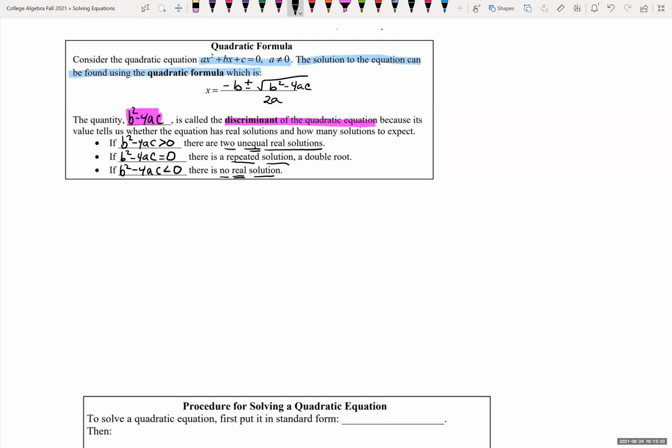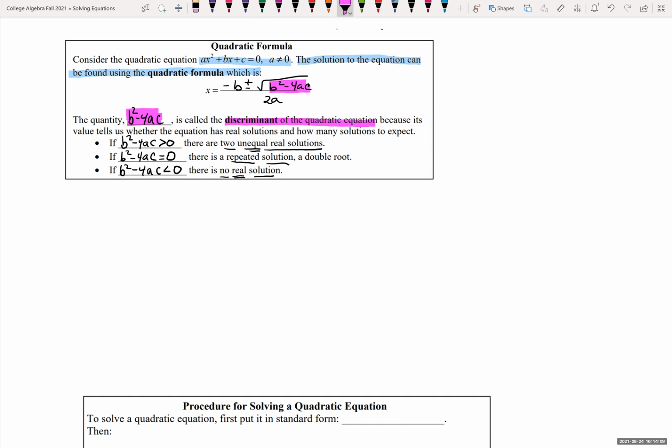Okay, so that really to me makes sense, because we're looking at what's underneath that radical. If that's a positive number, then we're going to get negative b plus or minus the square root of that positive number all over 2a. So that's giving me 2 separate answers. If what's underneath the radical is equal to 0, well, when I look at negative b plus 0 or negative b minus 0, that's the same number. And then if it's less than 0, I have negative b plus some imaginary number over 2a, and then negative b minus some imaginary number over 2a. So those are not real solutions.